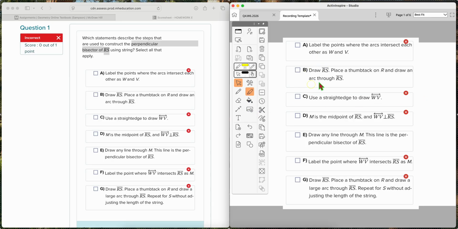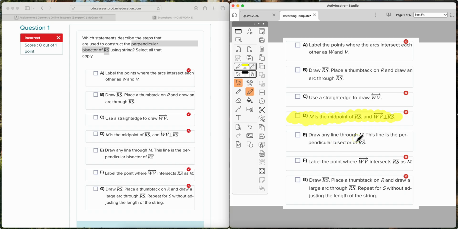So we could try to find which of these, and we can obviously see the X is telling us which ones are correct. But this was my strategy, so it looks like this should be the last step. M is the midpoint of line segment RS, and WV is perpendicular to RS. So I'm going to say that's one of the options.